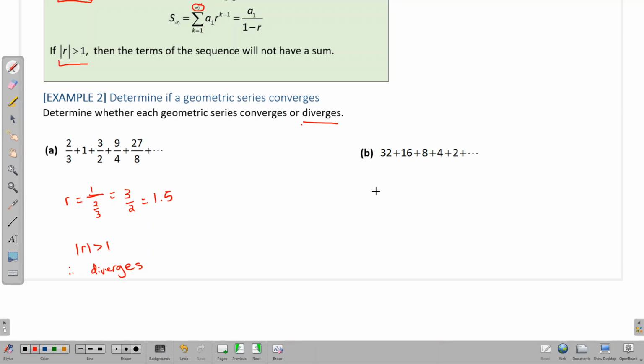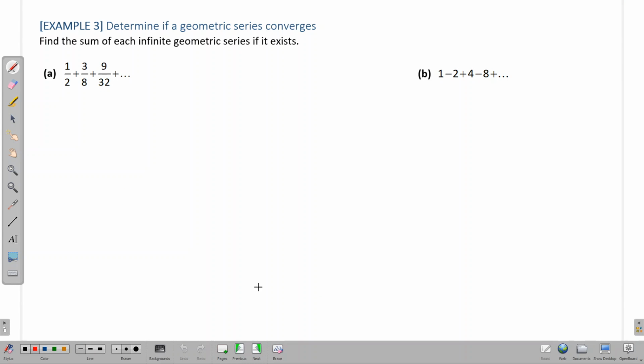Okay, next one. So r for this one is 16 over 32, which is 1/2. Well, that r is less than 1, which means it will converge. It will have a finite sum, and you can find it using this formula. But it only asked us to determine whether it converges or diverges. Okay, so now let's actually find the sums, again, if they exist. So I always start by finding r because you're going to need it in order to calculate the sum, and you need it to know whether it converges or diverges.